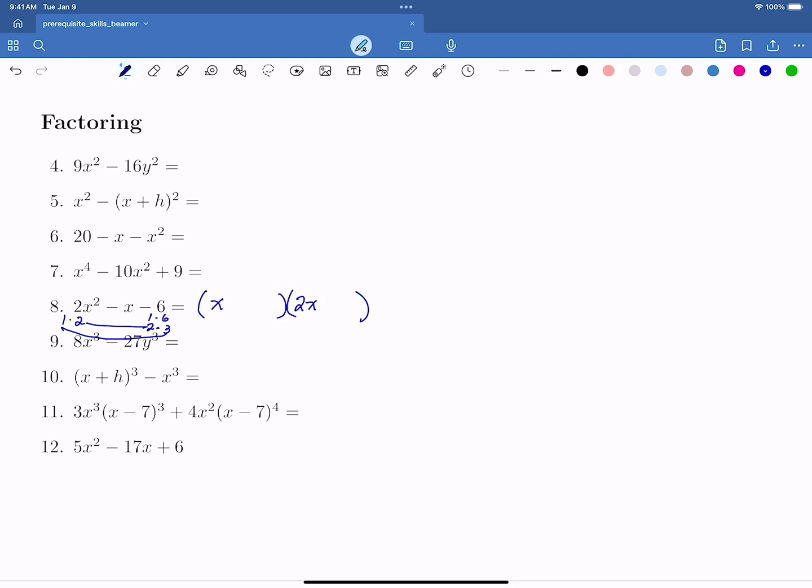I need the 2 to get multiplied by 2, so that goes there. And I need the 1 to get multiplied by 3, so that goes there. Now I have to get my signs right. I need a -6 when I multiply, so one of these has to be positive and one of them has to be negative. I want to get -1 when I add, so I want -4x, positive 3x, like so. If I FOIL this back out, x times 2x is 2x squared. Outer product, 3x. Inner product, -4x. And then last times last, -6. That simplifies to -x, so that is correct.